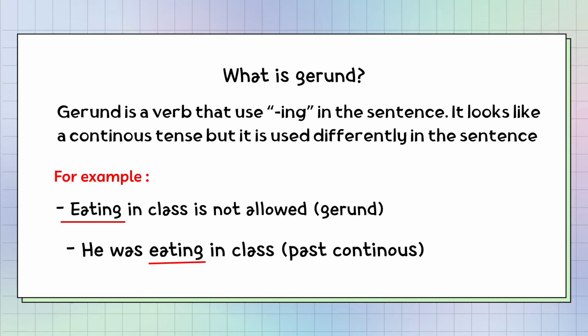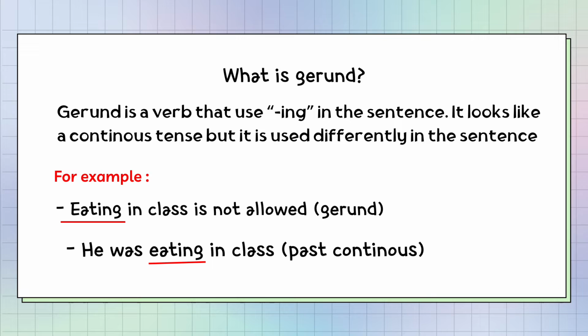For example, we can see two sentences in here. The first sentence is: Eating in class is not allowed. So this is a gerund because eating in here has a function as a noun. We can see the meaning of this sentence. Eating in class is not allowed. Makan di kelas tidak diperbolehkan. So the word eating in here is a noun. So it means this sentence contains a gerund.